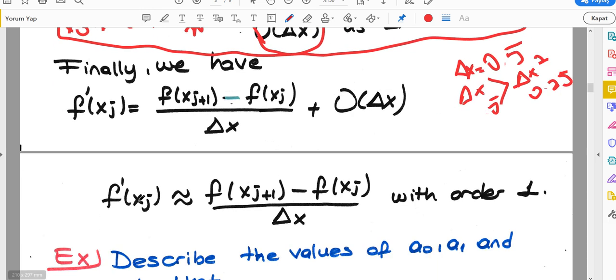So, guys, from now on, you need to understand what big O means. If I am adding big O, look at here, I'm using equality because it is equal, because this is coming from the Taylor series. But if you don't write the big O notation, you should write it as an approximation, because you just approximate your first derivative by considering this scheme.